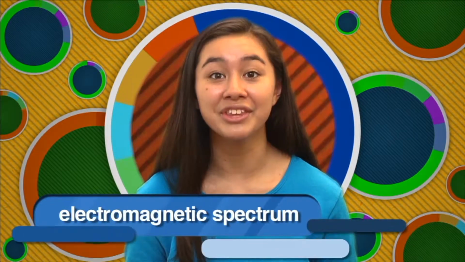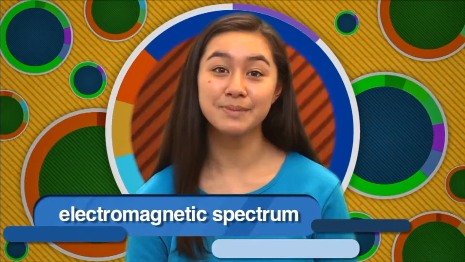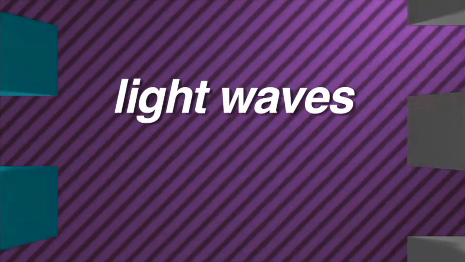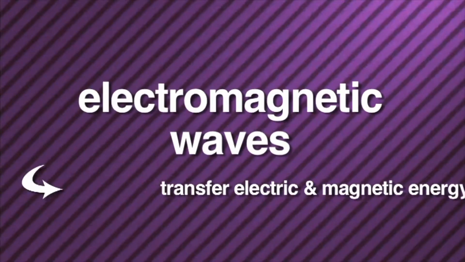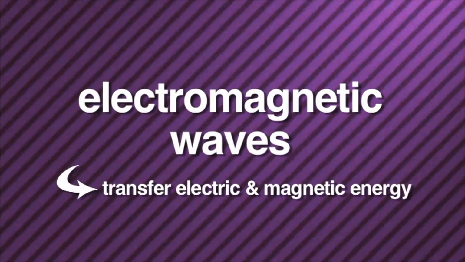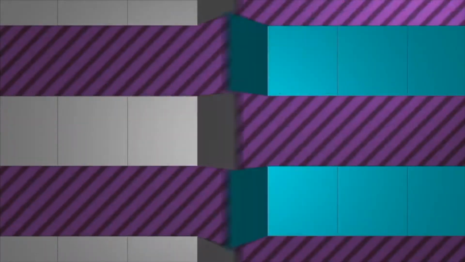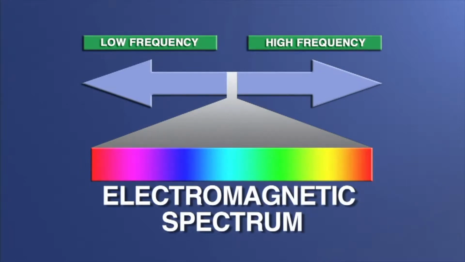The frequency of a light wave determines where it appears on something called the electromagnetic spectrum. Let me explain further. Light waves are a special kind of waves called electromagnetic waves. Electromagnetic waves transfer electric and magnetic energy, and those waves are part of something called the electromagnetic spectrum. That's the name for the range of electromagnetic waves in order of frequency. All electromagnetic waves travel at the same speed, but have different wavelengths and frequencies.